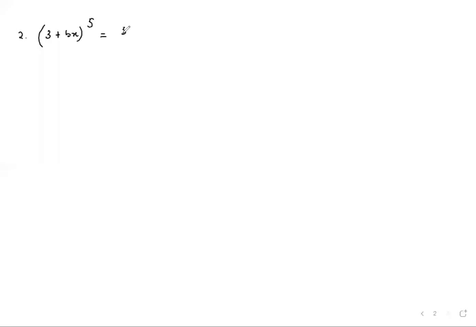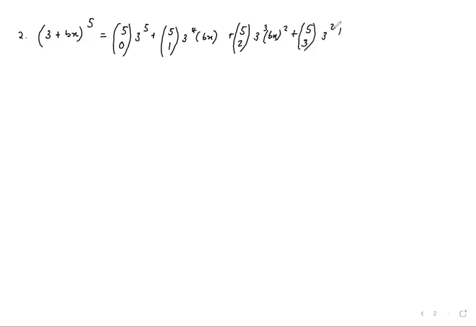If you were to expand, you would say 5 choose 0, 3 to the 5, plus 5 choose 1, 3 to the 4, bx to the power 1, plus 5 choose 2, 3 cubed, (bx) squared, plus 5 choose 3, 3 squared, (bx) to the power 3. We have found the term in x³.